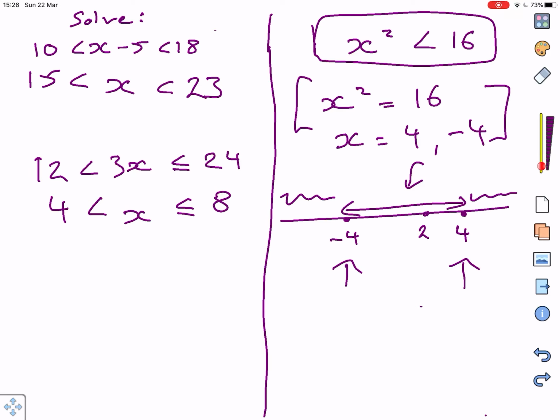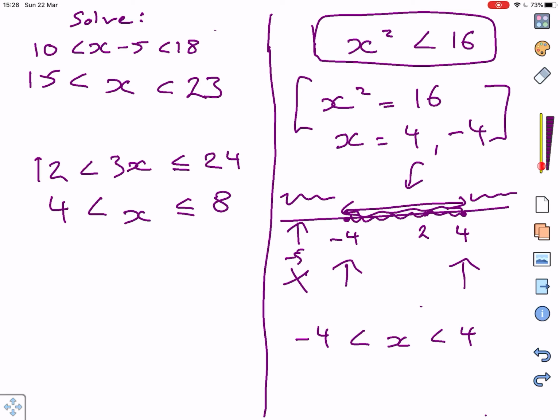Let's just try with something outside. So let's go down here, maybe try minus 5. Minus 5 times minus 5 is plus 25. Is that less than 16? No, that won't count. I definitely want this bit between negative 4 and 4. So my x is going to be between negative 4 and plus 4. That's how I describe this bit of the number line.